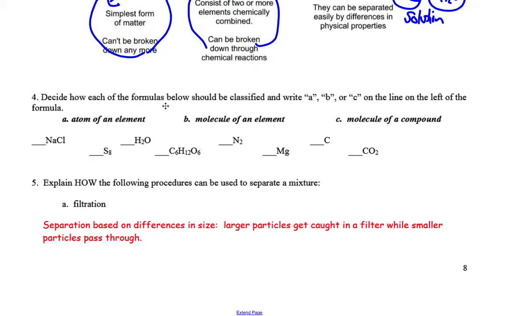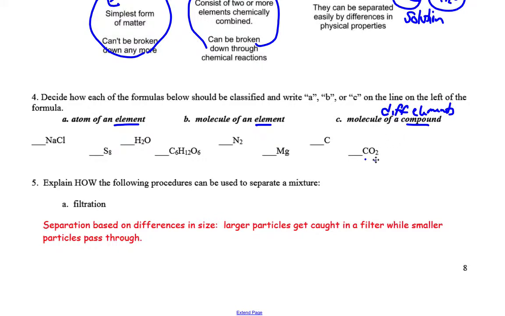Now, decide how each of the formulas below should be classified. We're going to write atom of an element, molecule of an element. So these two are elements, and this is a compound. Now, compound is different elements combined. So let's bang these out right away.